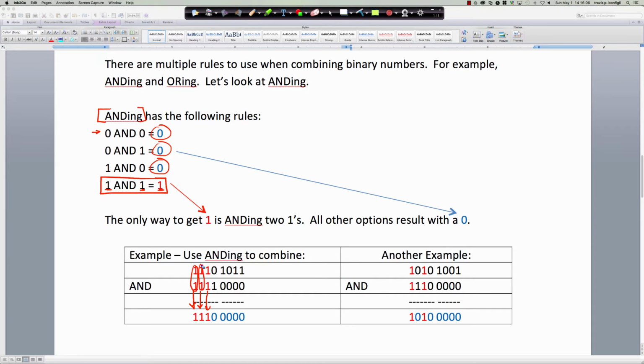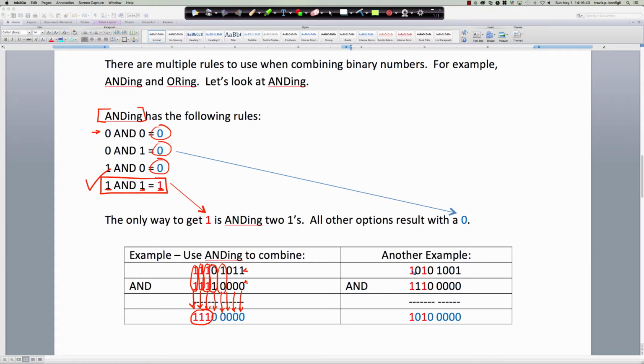Or I shouldn't say numbers. These two binary digits are being ANDed all the way down. So basically we're comparing that number with the number right below it. So here we have 0 and 1. Well, when you're ANDing, if it's not 1 and 1, it's 0. Same thing here. 1 and 0 is a 0. 0 and 0 is a 0. 1 and 0 is a 0. 1 and 0 is a 0. Remember, the only time you end up with a value of 1 is when it's a 1 and a 1 that you are ANDing together.